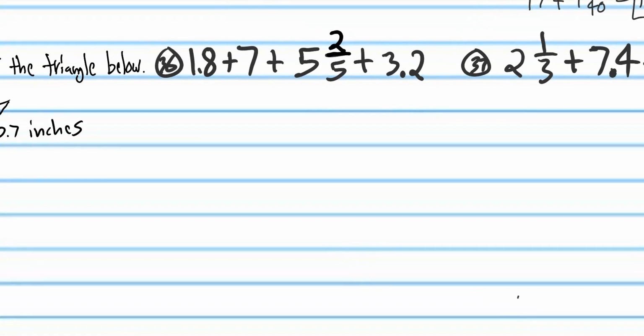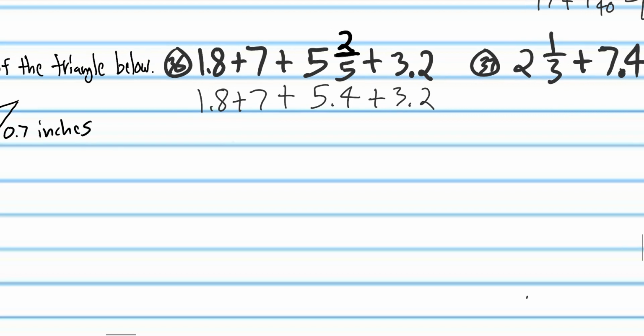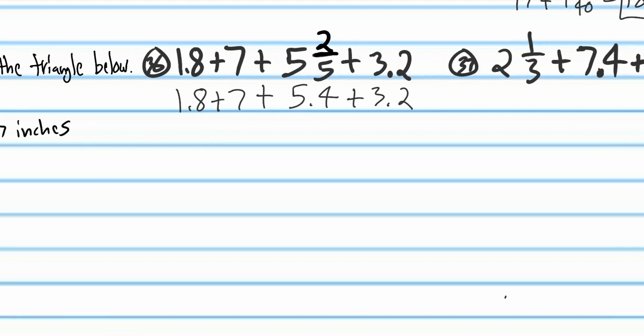All right, we're back. So we're going to change everything to a decimal form. The fraction is just going to be 0.4. I think we've done that one quite a few times already, so I don't want to do it again. It just becomes 0.4.